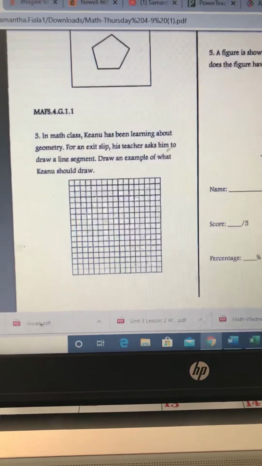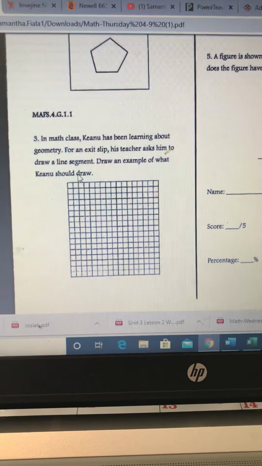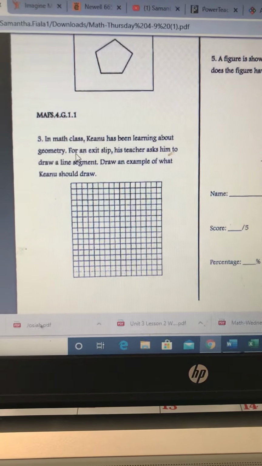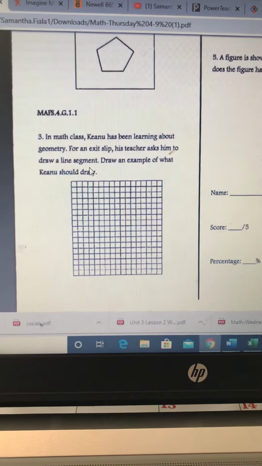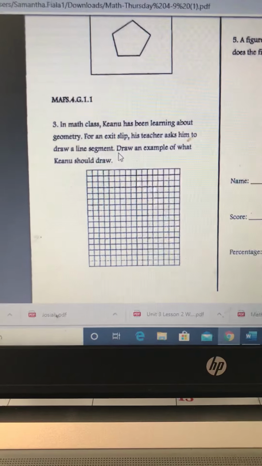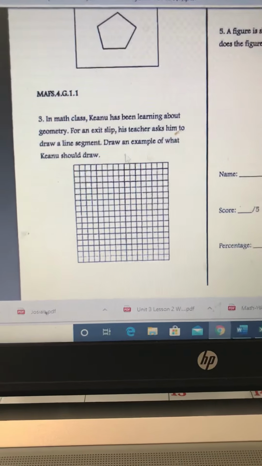3, you have to draw an example of what Canoe should draw. He's been learning about geometry. For an exit slip, his teacher asked him to draw a line segment. So remember, think about our previous lesson. What is a line segment? Okay.